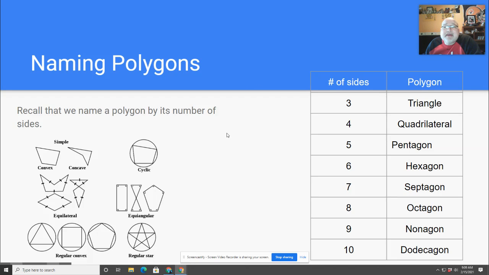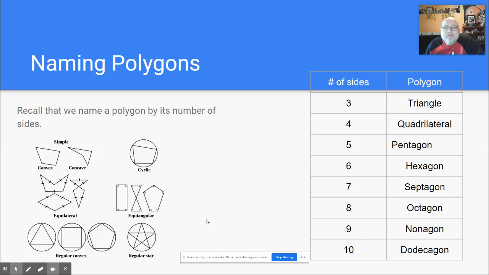Anything we get past 10, we just simply say it's a polygon. Or like a 15-sided polygon is just a 15-gon. By the way, this should be decagon, not dodecagon. So a little vocab for us today.